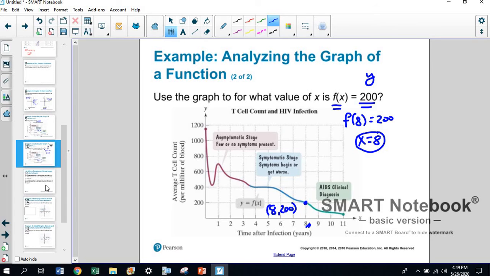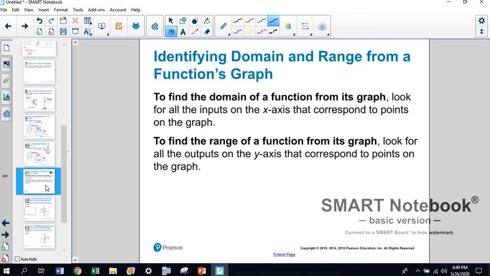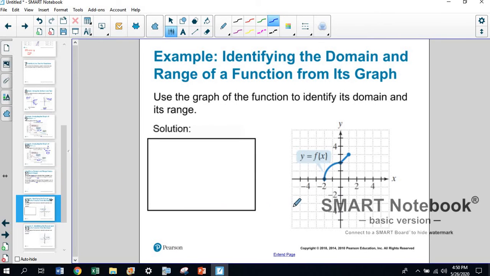X is always the domain, and y is always the range of your function. So the domain, again, is equal to the x-axis, inputs. The range corresponds to the outputs, the y-axis. And so when you look at a graph, you figure out all the x's that give you points. That's your domain. You figure out all the y's that give you points. That's your range. Okay, so here's an example.